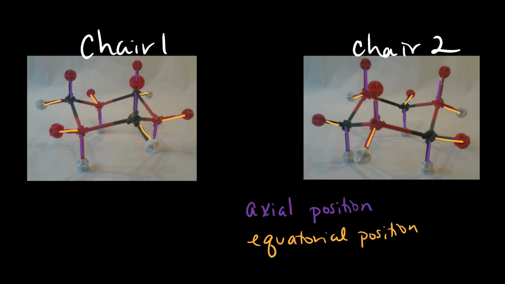So notice something key that happens when the chair interconverts from chair 1 to chair 2. All of the atoms that are equatorial become axial, and all of the atoms that are axial become equatorial. That's going to be a key feature of any chair interconversion. This type of axial to equatorial, equatorial to axial shift will always take place.